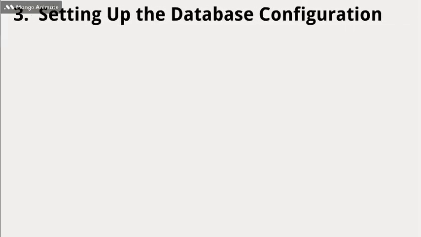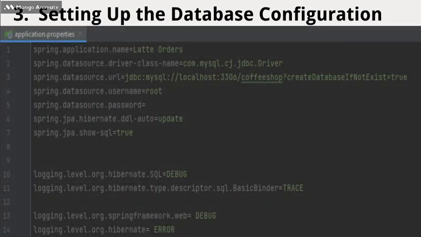Now, we'll configure Spring to connect to MySQL. In the application properties file, we'll add our database credentials. Let's break down what each row means. Spring application name sets the name of our application. Spring datasource driver class name specifies the driver for connecting to the MySQL database. Spring datasource URL defines the connection URL to our database. The createDatabaseIfNotExist=true ensures the database is created if it doesn't already exist. Spring datasource username and Spring datasource password provide the database credentials.